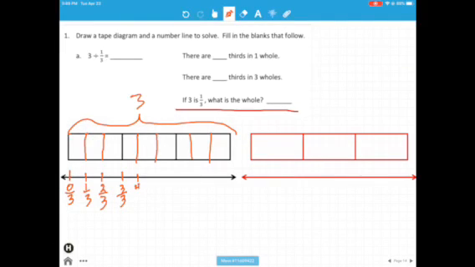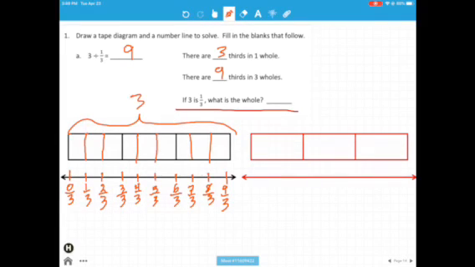And we keep counting. We have 4/3, 5/3, 6/3, 7/3, 8/3, and 9/3. Okay, so if we divide 3 divided by 1/3, we actually get 9/3. There are 3 thirds in one whole. There are 9 thirds in 3 wholes.